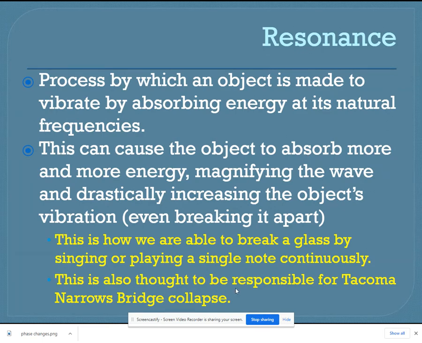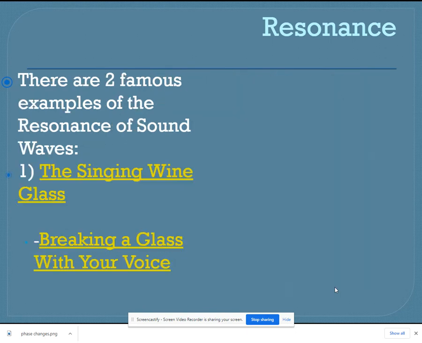It's also thought to be responsible for the Tacoma Narrows bridge collapse. Technically, it's not resonance. It's something very similar. But for the purposes of the Virginia State Standards, they consider it resonance. So here are your two famous examples of resonance.